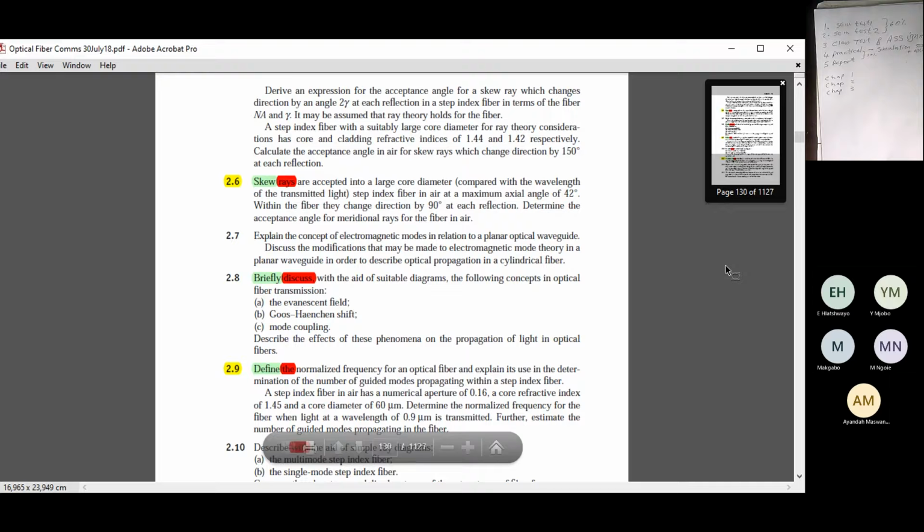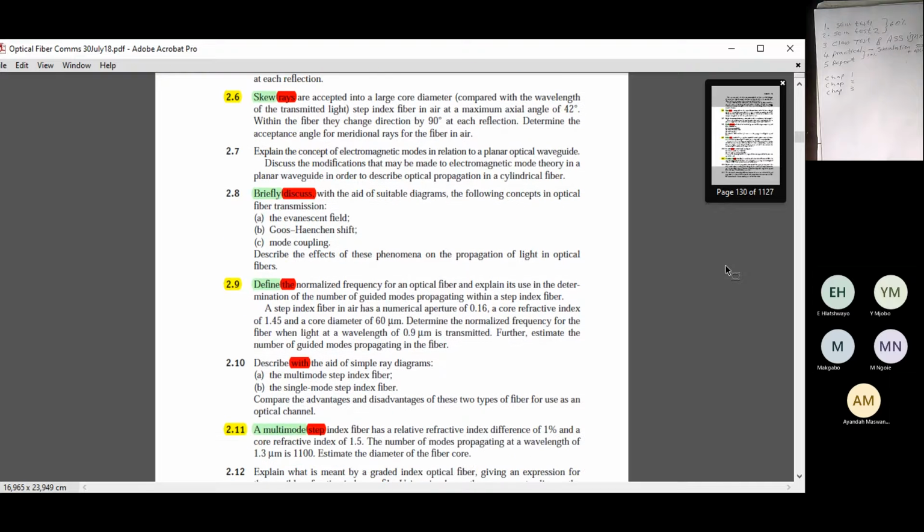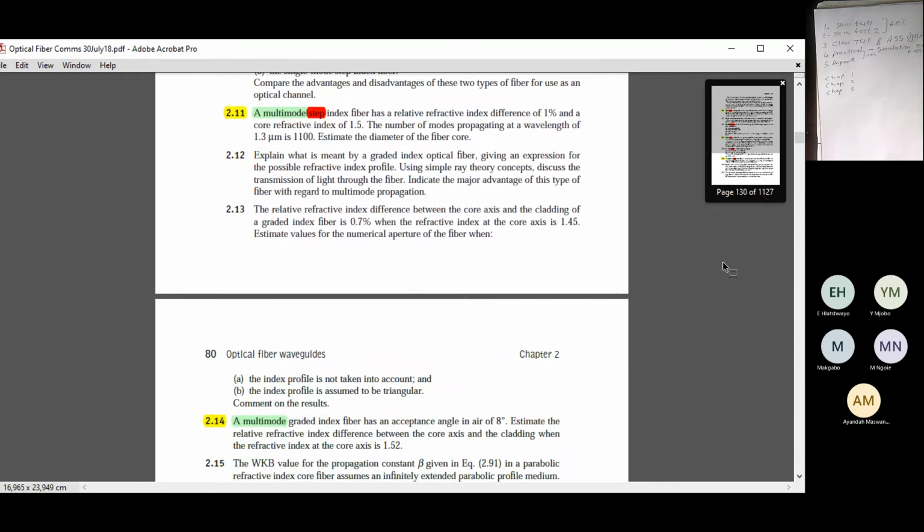Okay, so these are the examples that you must do for your assignment. I'm scrolling slowly through it. You can stop at 2.14. So you must send it in to me.